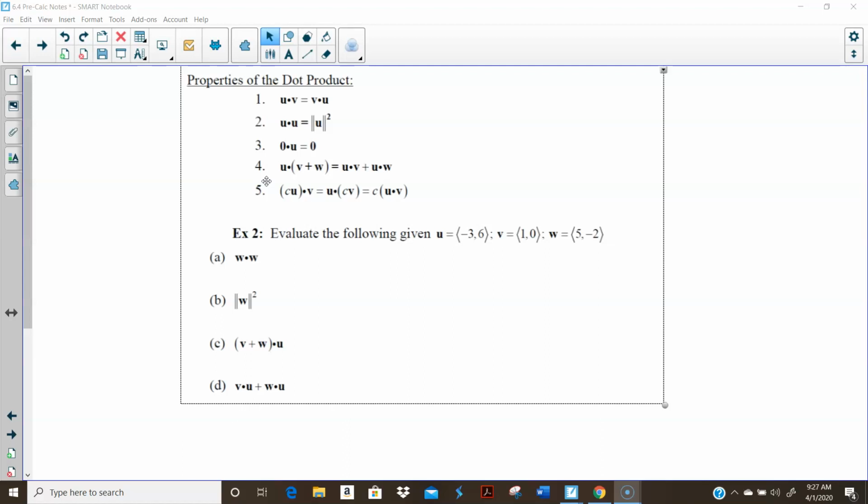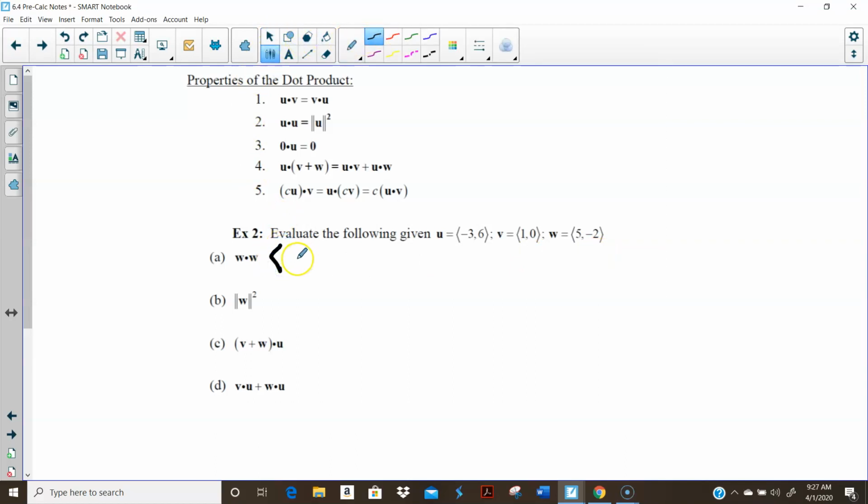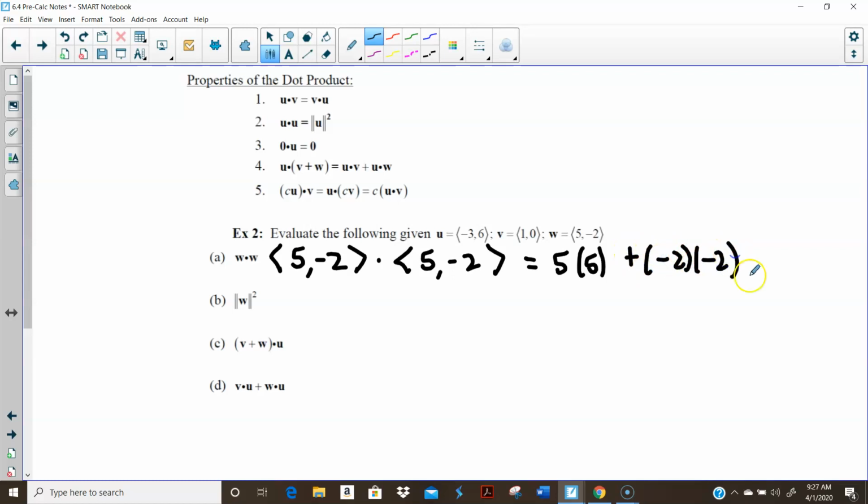Looking at example 2, we're going to start with w dot w. So if you look at what vector w is, it's 5, -2. So we're going to do 5, -2 dot 5, -2. So according to the dot product, this is going to give you 5 times 5 plus -2 times -2, and that's going to equal 29.